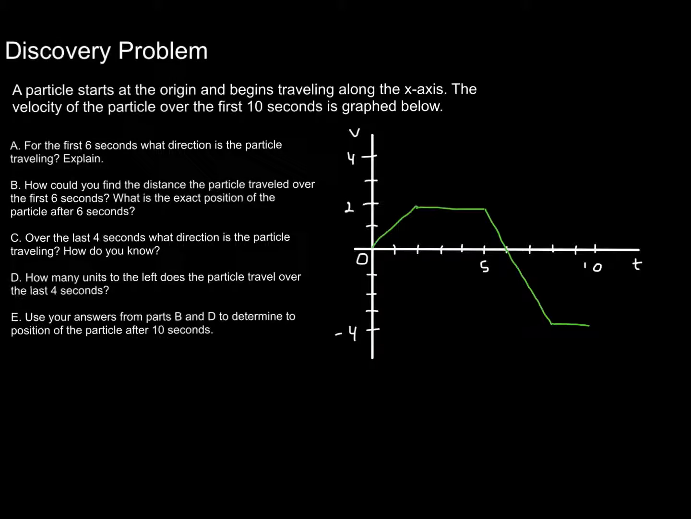A particle starts at the origin and begins traveling along the x-axis. The velocity of the particle over the first 10 seconds is graphed below. In the interest of time, what you want to do is quickly sketch out this graph so that you can work with it on your own sheet of paper. Don't worry about copying down problems A through E. Just answer them on your sheet of paper using your graph as an aid, and then go ahead and press play and we'll take a look at them together.